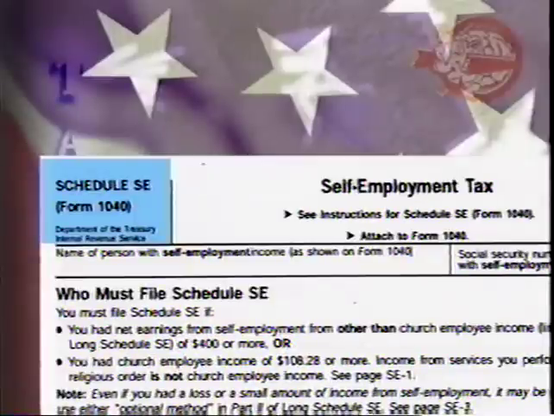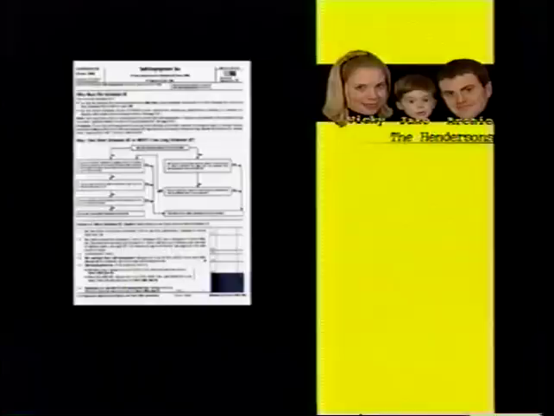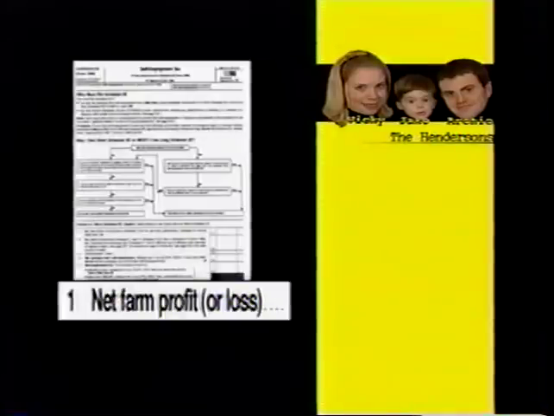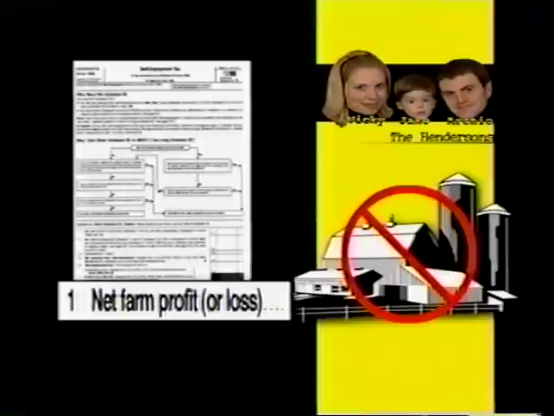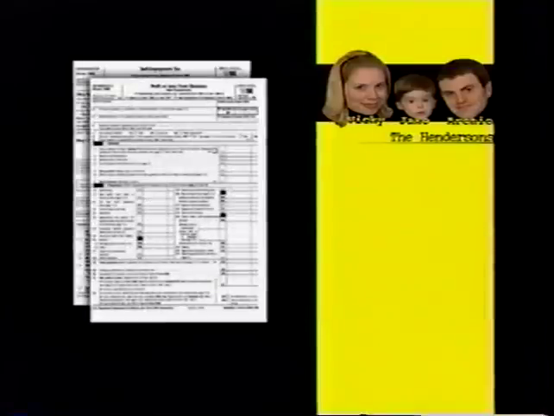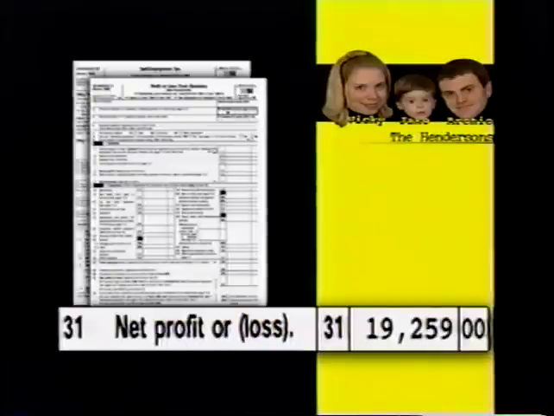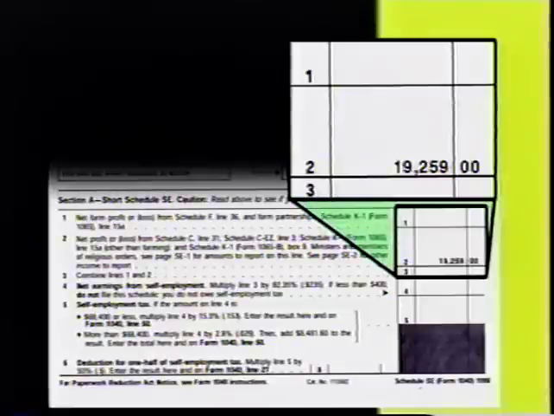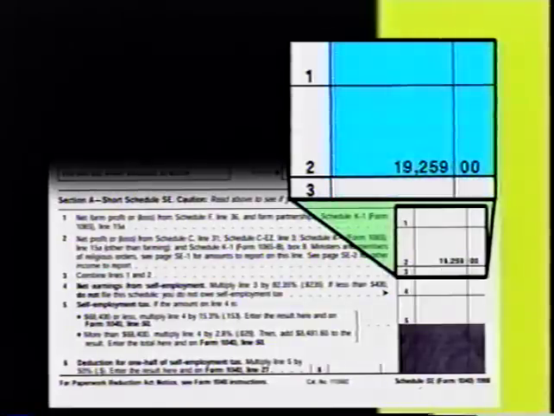Schedule SE is a relatively simple schedule. Line 1 doesn't apply because the Hendersons don't own a farm. We take Vicky's net profit from Schedule C, $19,259, which we just completed, and put it on line 2. Line 3 is the addition of lines 1 and 2.